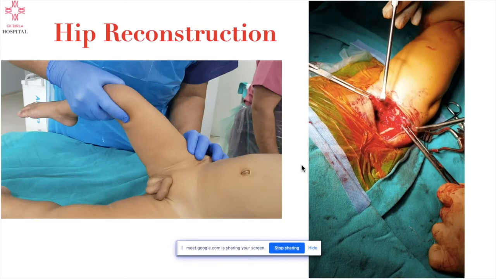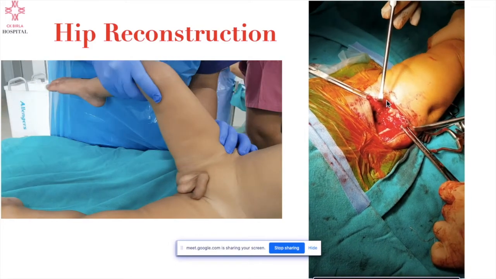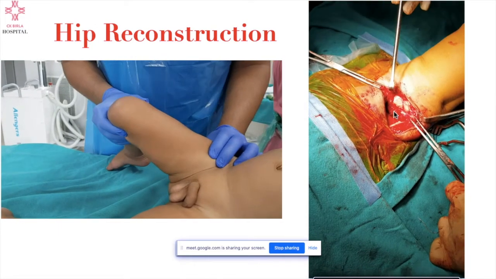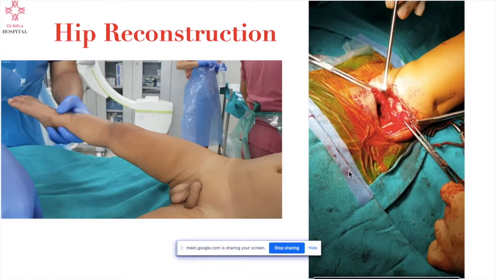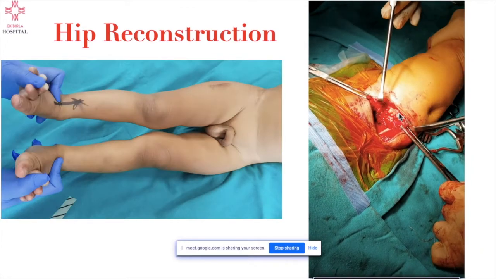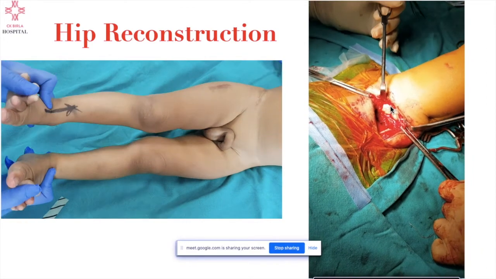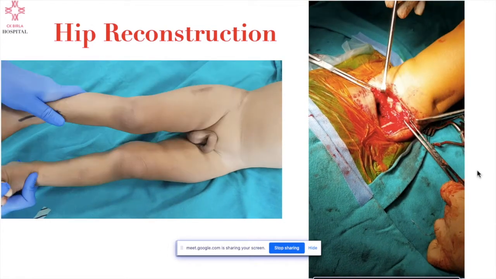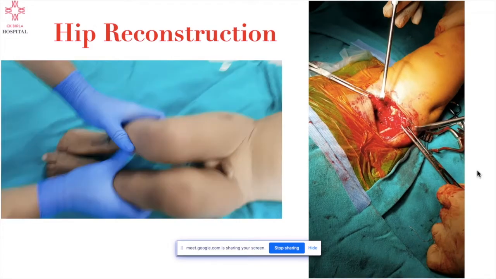The only hope was that if we put this head in, at least it will grow in size and ossify in the subsequent months, and the child can have a normal hip thereafter. But of course, it will never be a round hip because it's already partially destroyed, irregular, and the roundness of the hip is gone.